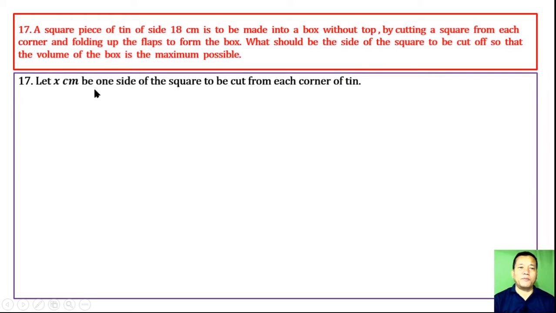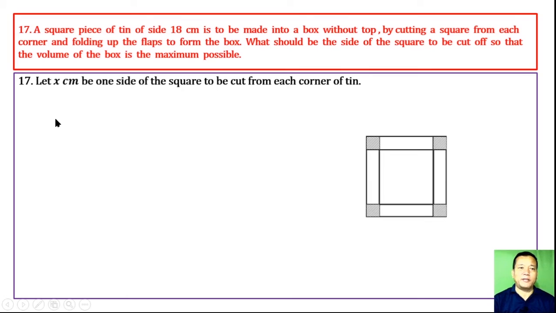Let x centimeter be one side of the square to be cut from its corner of tin. As in this picture, this shaded portion is to be cut off from the corner. Let V be the volume of the open box.